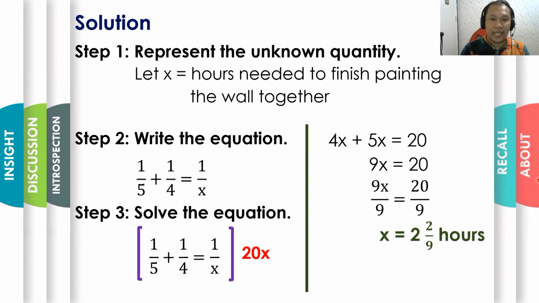Meaning to say, if Joseph and Marco are going to work together, they are able to finish painting the entire wall of the room in 2 hours and 2/9 hour. Okay?